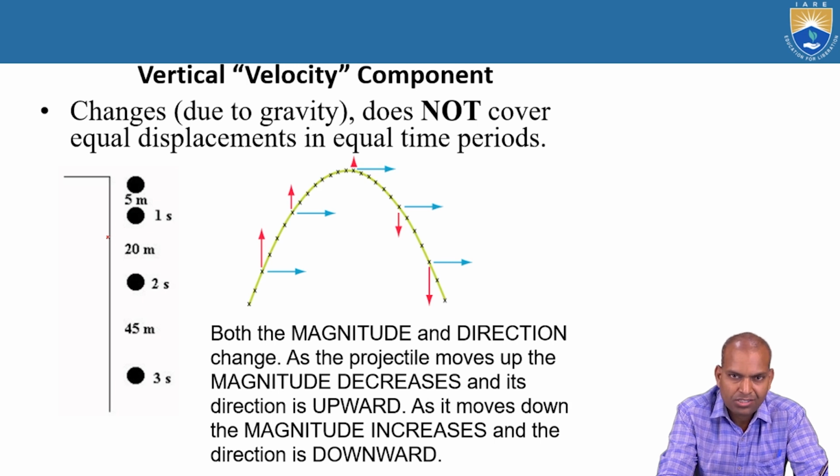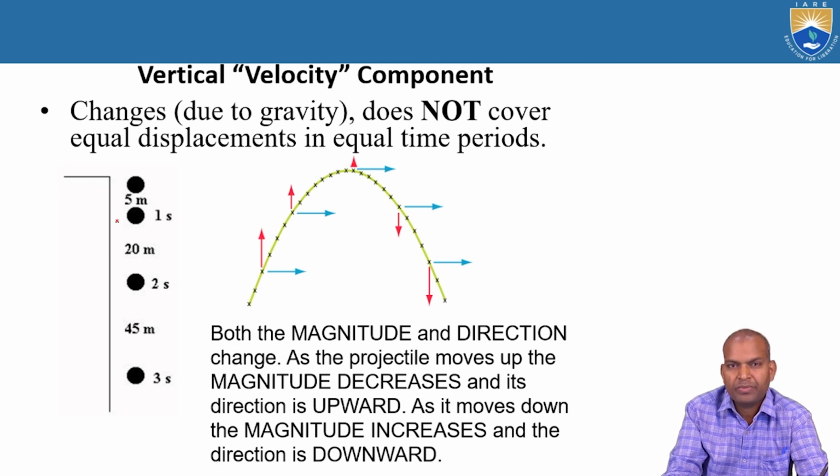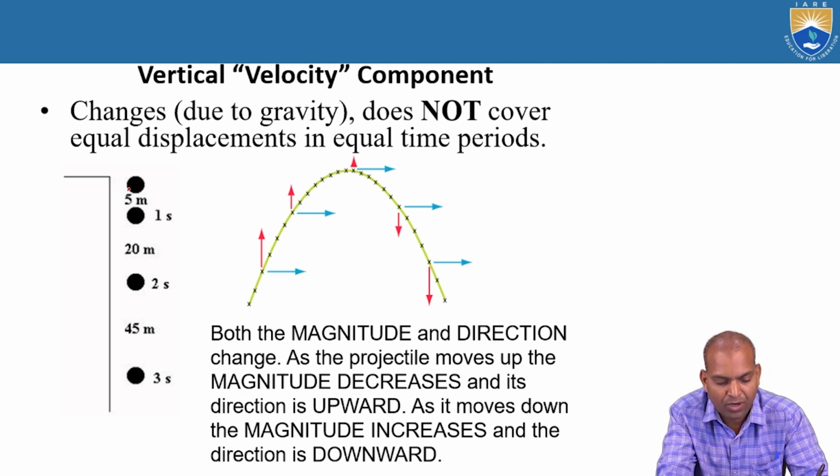The way we discussed the horizontal velocity component, it's for equal displacement in equal time periods. But here it is not. Why? Because of gravity. Gravity does not give equal displacement in equal time periods. We can see the object is falling down.